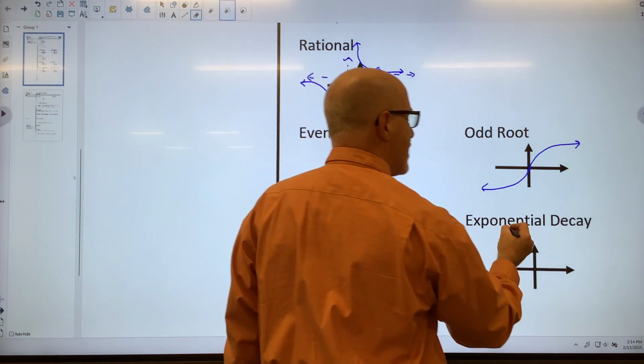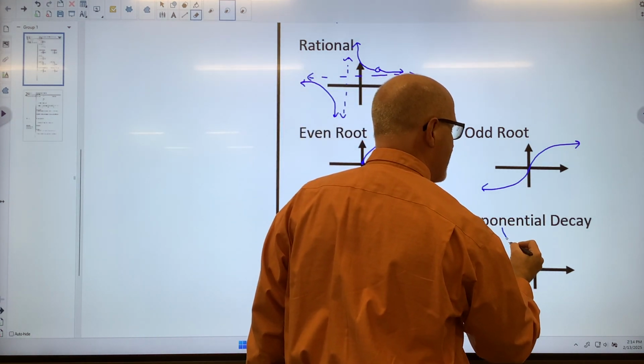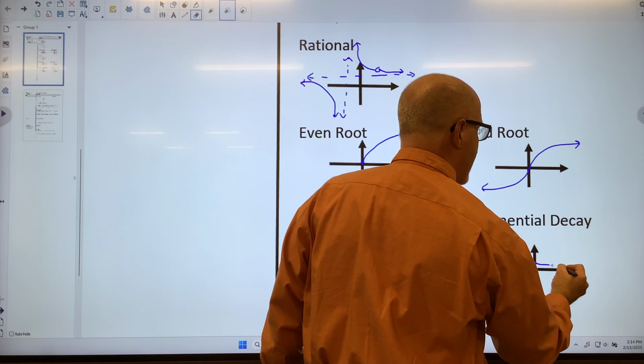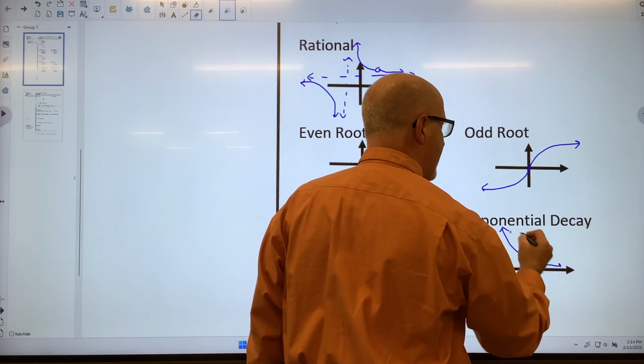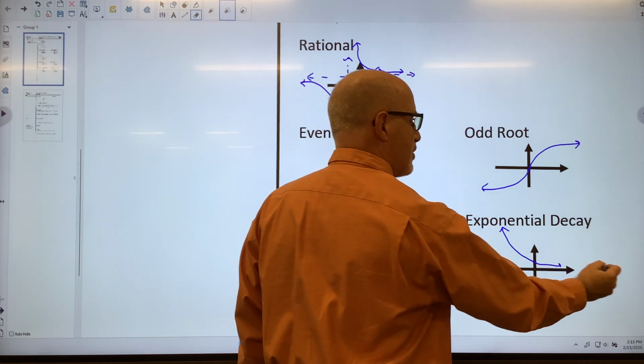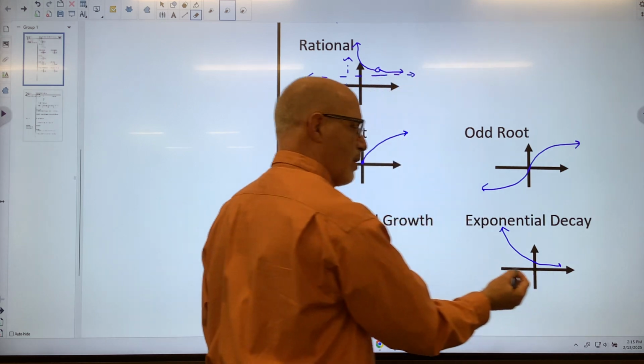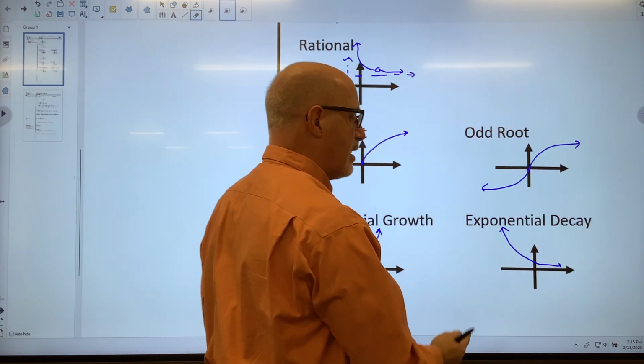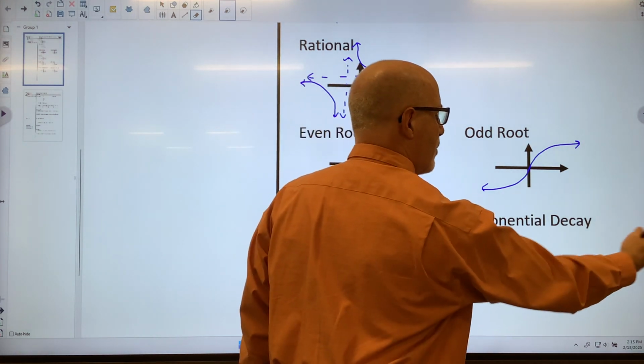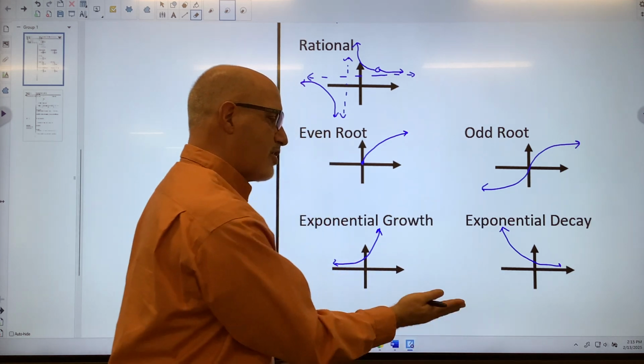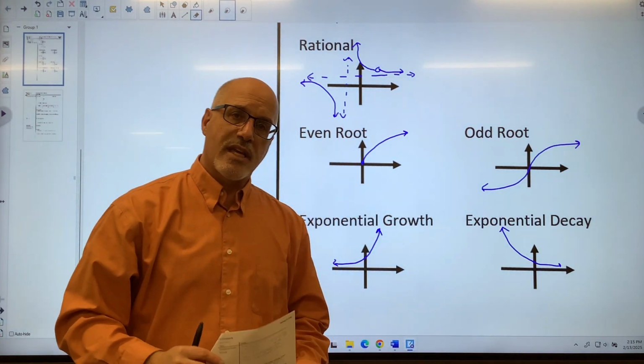Exponential decay starts high and then it comes down low and it goes like this on my graph. So it has an asymptote here, that's the x-axis as well, or that can be moved around as well. But again, the domain is all real numbers, but the range is just above that asymptote in this case.